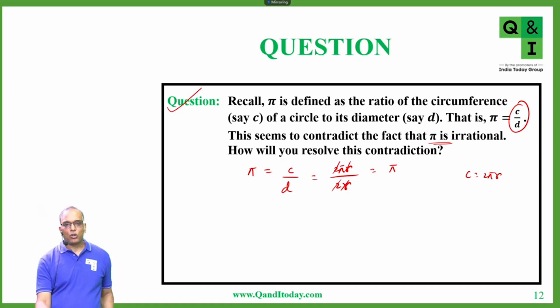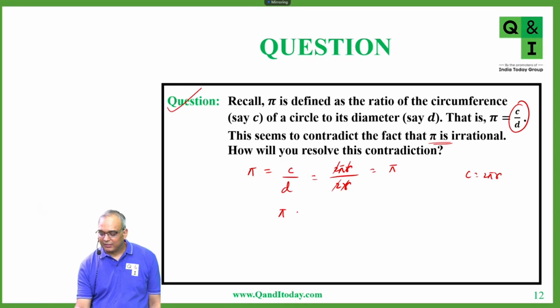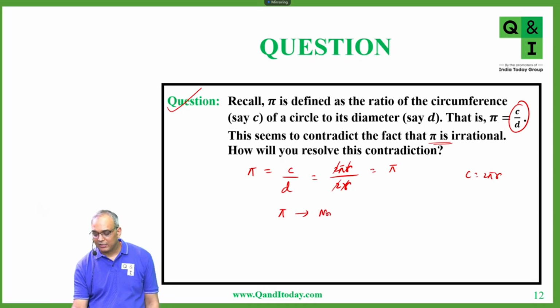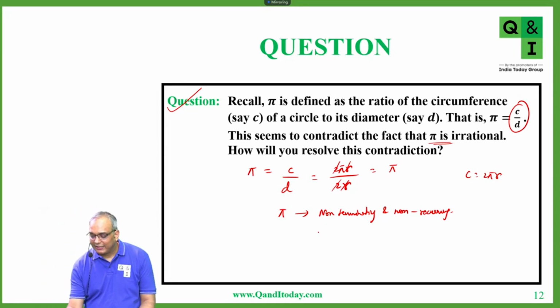So this seems to contradict the fact that pi is irrational. How will you resolve this contradiction? The decimal expansion of pi is non-terminating and non-recurring. So since the decimal expansion of pi is non-terminating and non-recurring, that's why it is an irrational number. Is it clear?